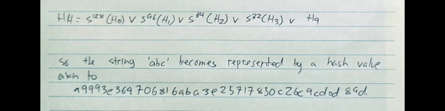So the string ABC becomes represented by a hash value akin to A999-3E36470-6816A BA3E25717-850 C26C9CD0D89D.